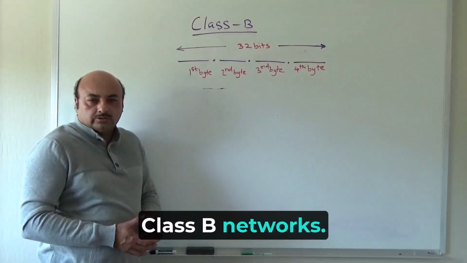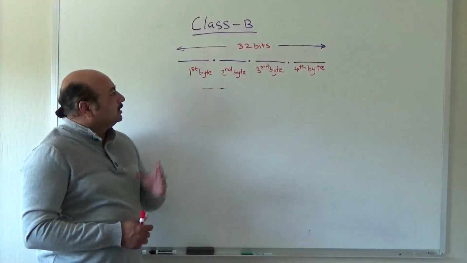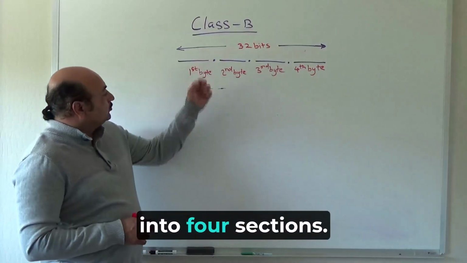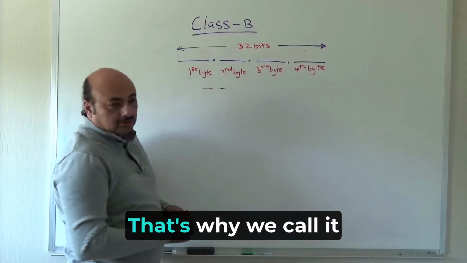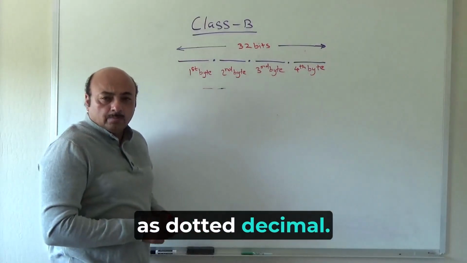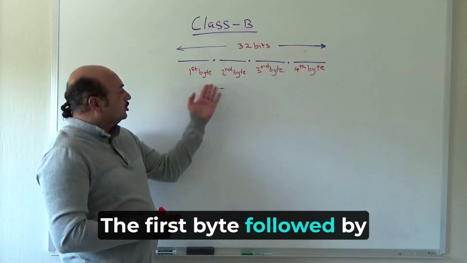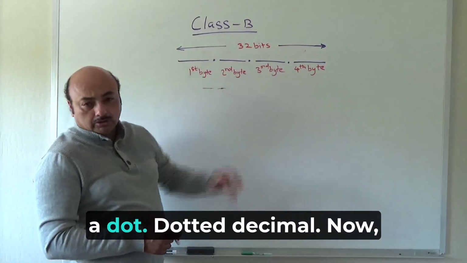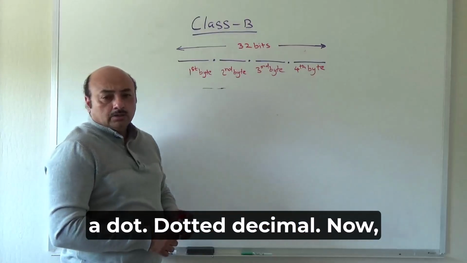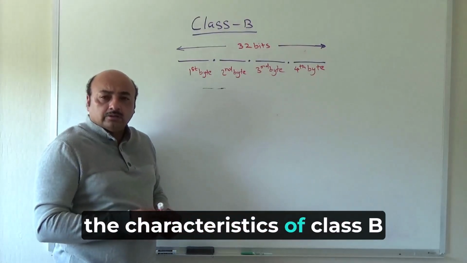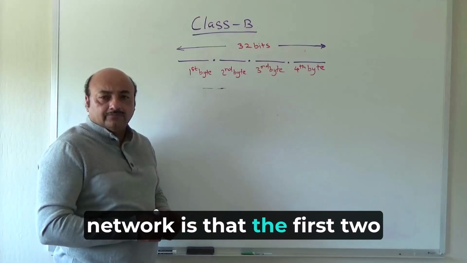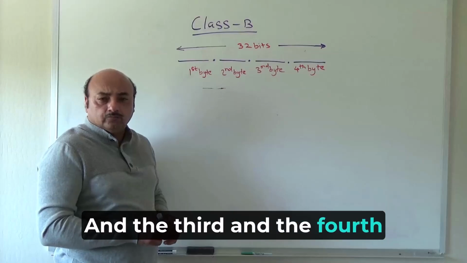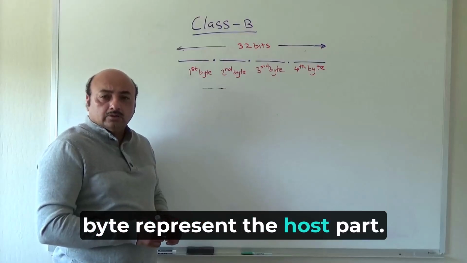Class B networks. As we know, the IP address is 32 bits long, divided into 4 sections. That's why we call it dotted decimal. The first byte followed by the second byte, third byte and fourth byte, each separated by a dot. Now, the characteristic of a Class B network is that the first 2 bytes represent the network part and the third and the fourth byte represent the host part.